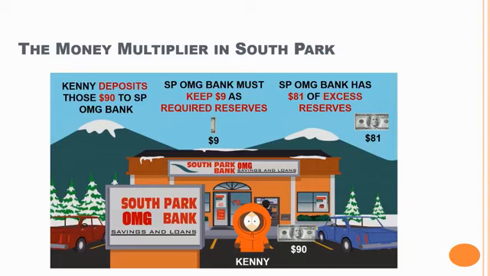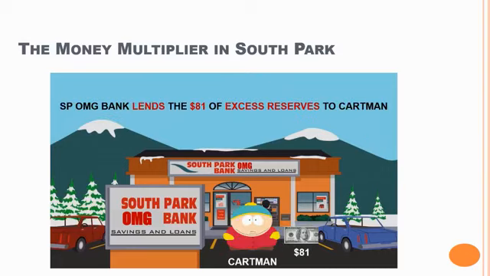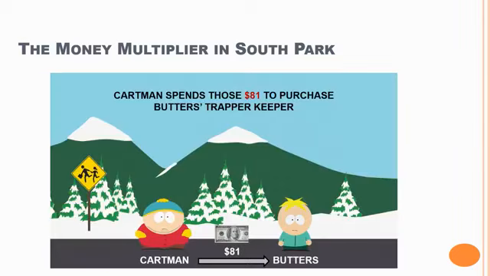Same thing, we need to find someone who's going to be willing to borrow money, and we are lucky, we have someone else. We have Cartman, who is willing to borrow $81 from South Park OMG Bank. Okay, so all the excess reserves are going to be lent out to Cartman. And same thing, Cartman has borrowed money because he wanted to buy something, and let's just say that he uses this $81 to purchase Butters' Trapper Keeper. So again, there is a transfer of money between Cartman and Butters.